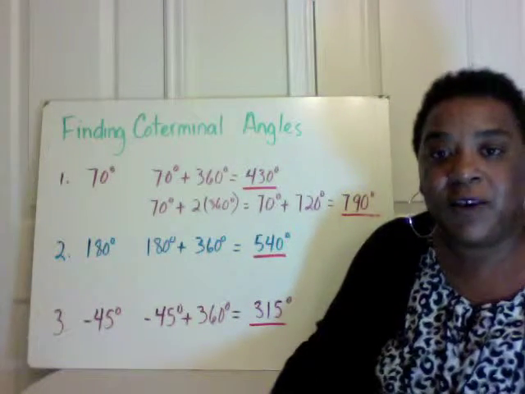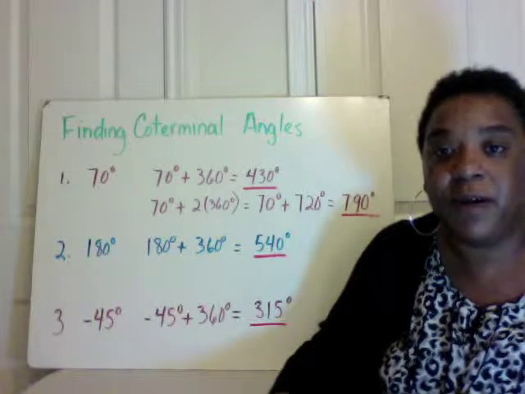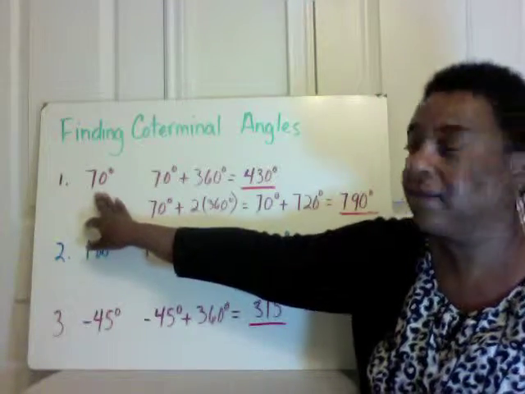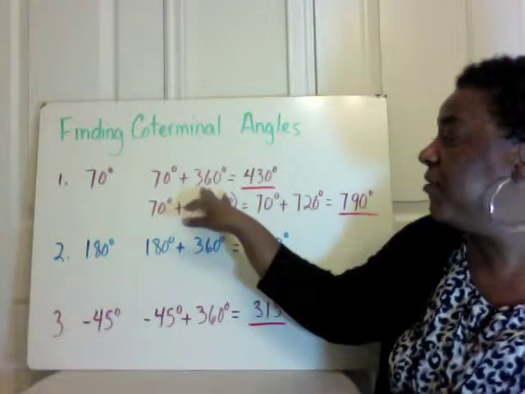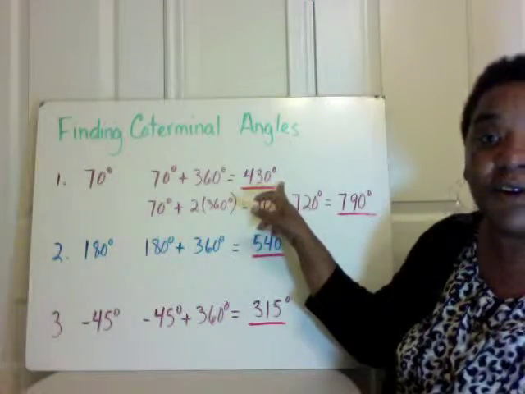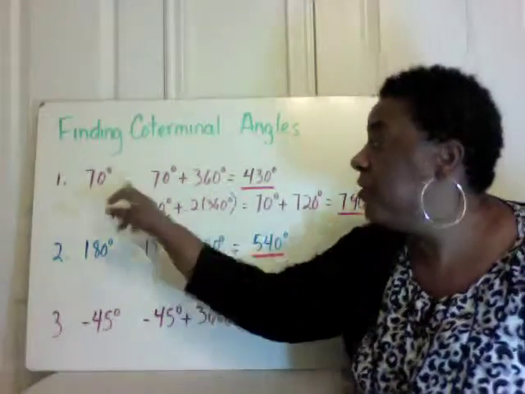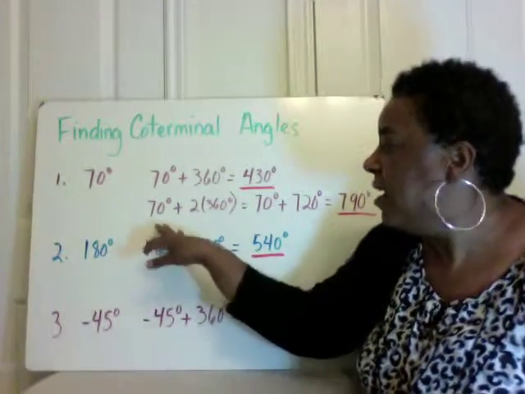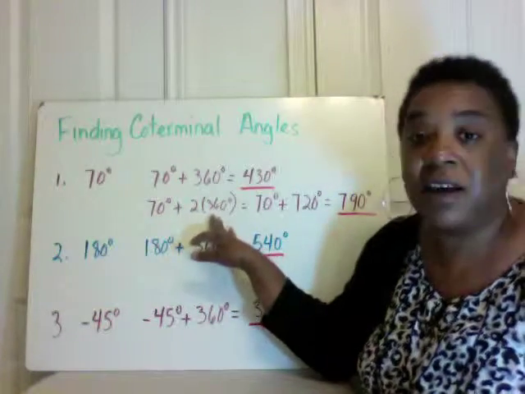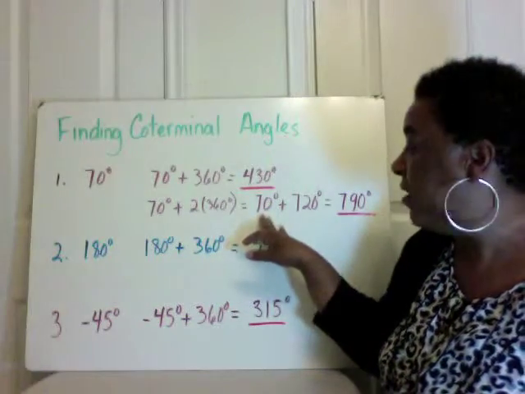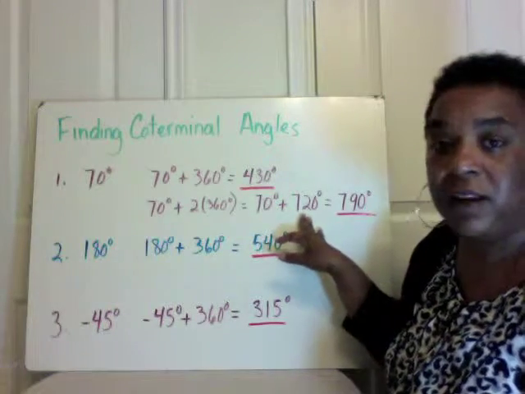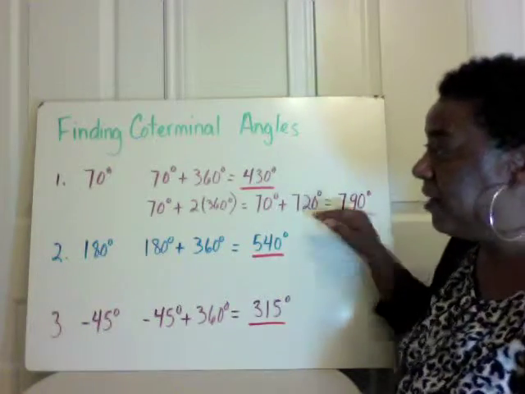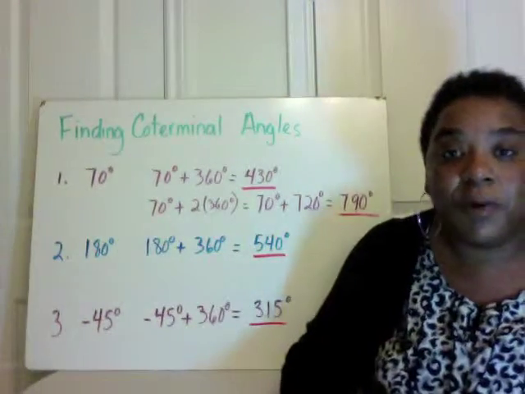Now let's look at a few examples where we will find coterminal angles to a given angle. We have a given angle here of 70 degrees. 70 degrees plus 360 degrees equals 430 degrees. So 430 degrees and 70 degrees are coterminal angles. 70 degrees plus 2 times 360 degrees equals 70 degrees plus 720 degrees, which equals 790 degrees. So 790 degrees and 70 degrees are coterminal angles.